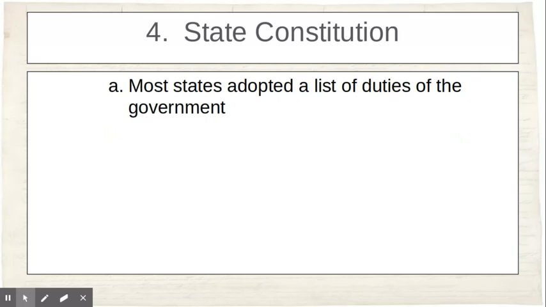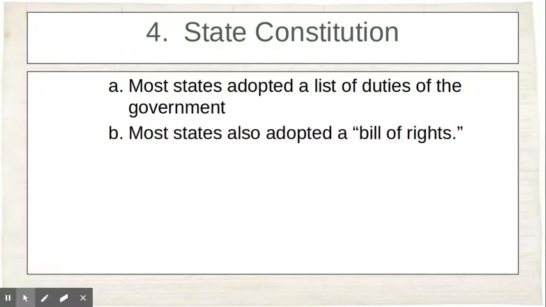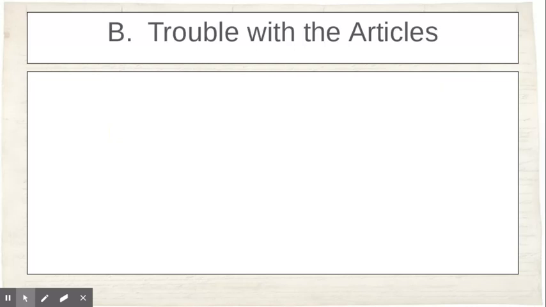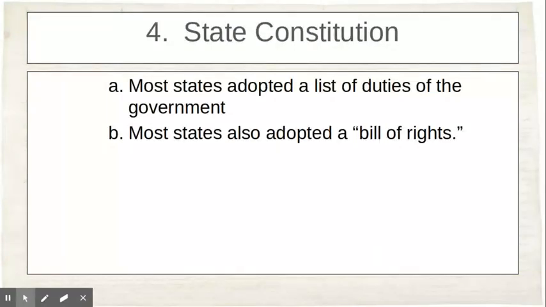Most of the governing was carried out by the states under their own constitutions. So the states had their own constitutions, a list of duties of the government. And each of those states also had their own Bill of Rights as well. So each state was kind of like its own little country that just happened to be in a league with the other states.